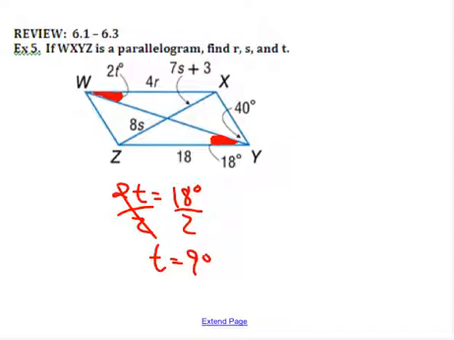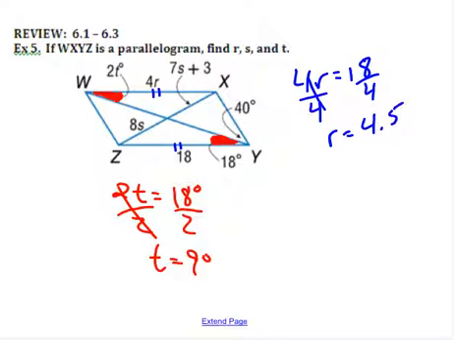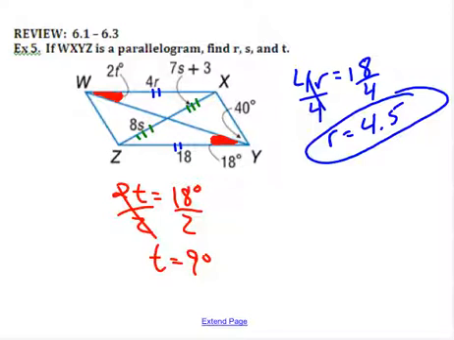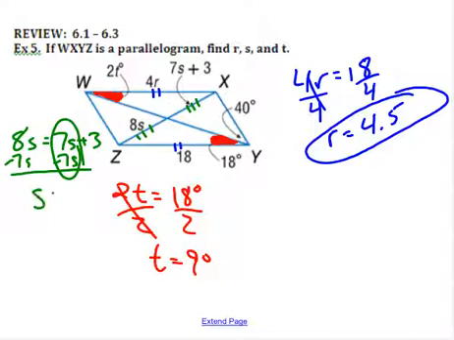Alright, then the next one. 4r, 18. So 4r has to equal 18, because those opposite sides are congruent. Divide by 4, divide by 4. R is going to equal 4.5. Alright, then the last one, S. Okay, this is a diagonal here. Diagonals are still bisected in parallelograms, so it would have been 8s equals 7s plus 3. Subtract 7s, and 8 minus 7 is still just 1s in my book. I'm not going to write it. I'm just going to box s equals 3.